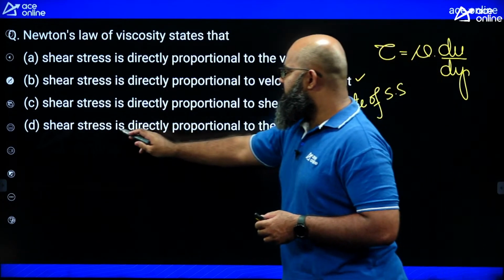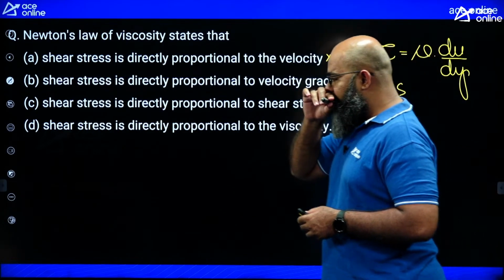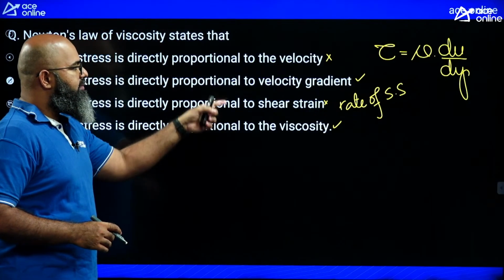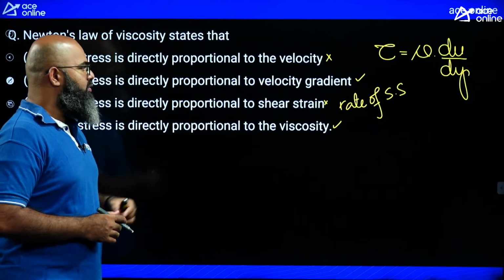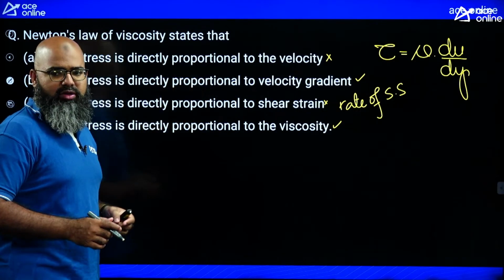Now, next thing, shear stress is directly proportional to viscosity. This is also correct. But you have to be careful. This is a very good question. Which option over here is a better option? There are 2 answers correct over here. Shear stress proportional to gradient, shear stress proportional to viscosity, both are correct.